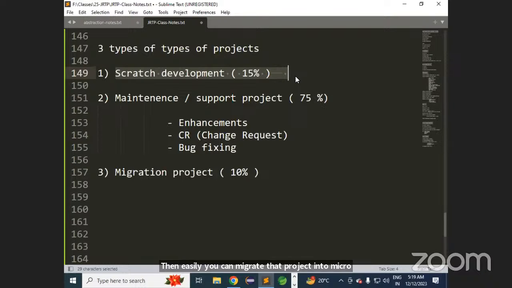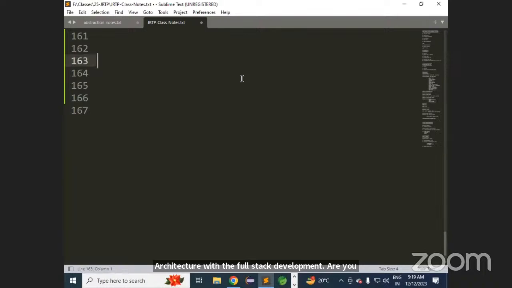So here we are going to do two things: scratch development plus migration. First we will develop the project with monolithic architecture. Then we will migrate that project into microservices architecture with full stack development. Are you clear? Good.